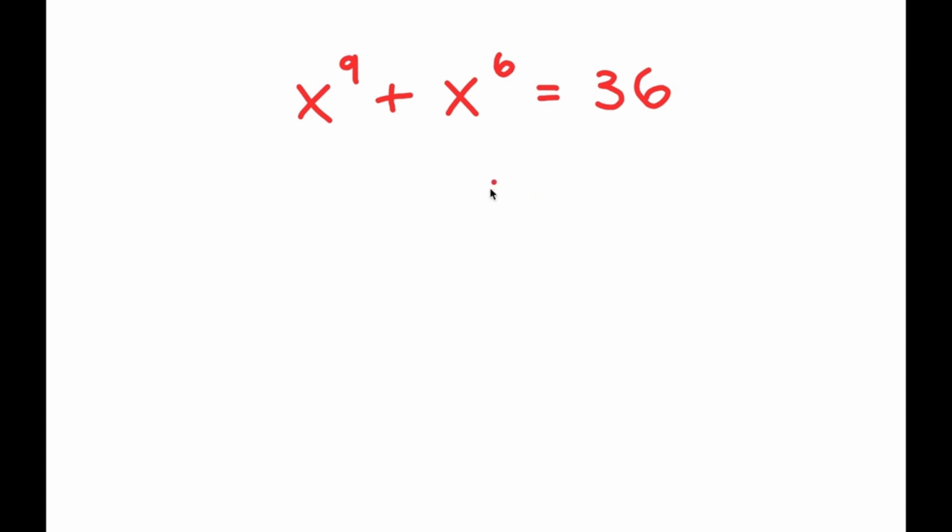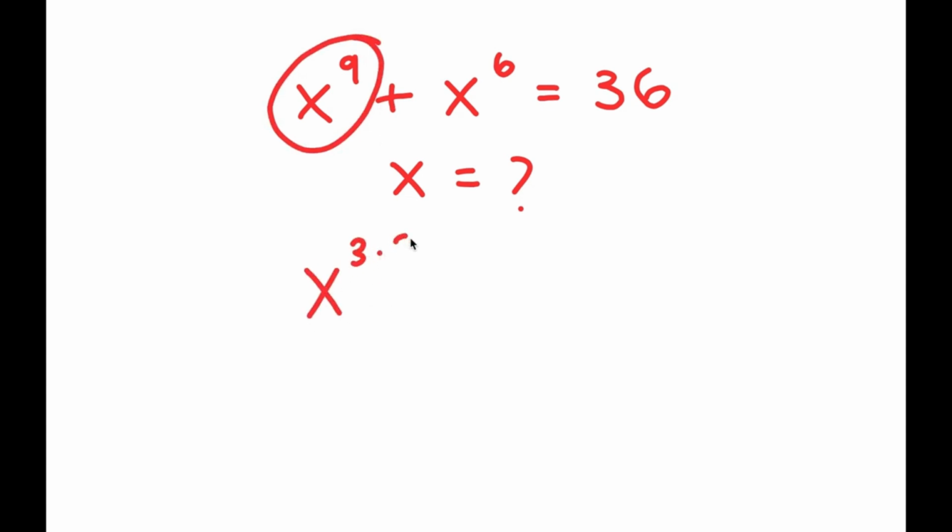Alright, so in this problem, I have x to the power of 9 plus x to the power of 6 is equal to 36. So I want to find the value of x here. Now x to the power of 9, I can rewrite as x to the power of 3 times 3. And x to the power of 6, I can rewrite as x to the power of 3 times 2. So I get x to the power of 3 times 3 plus x to the power of 3 times 2 is equal to 36.